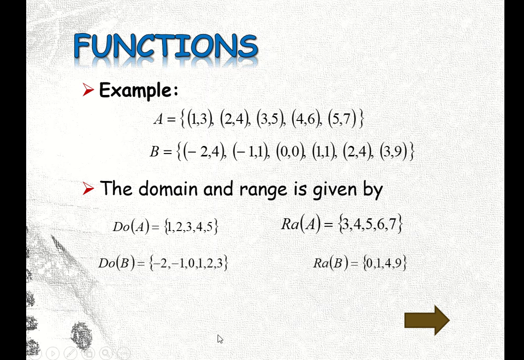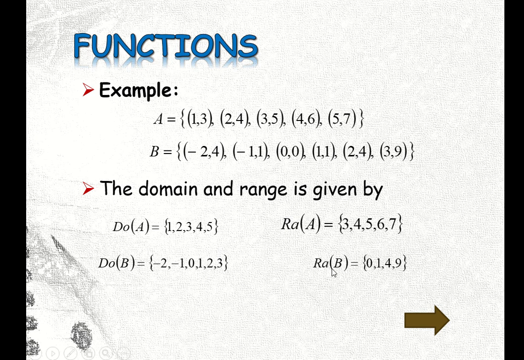Now for set B, we have D of B. It means the domain of set B. It contains elements such as -2, -1, 0, 1, 2, and 3. Again, the first element here, -2, is the first element of the first ordered pair. -1 is the first element of the second ordered pair. 0 is the first element of the third ordered pair. And 1 is the first element of the fourth ordered pair. 2 is the first element of the fifth, and 3 is the first element of the sixth ordered pair.